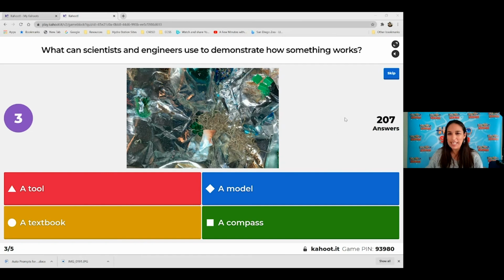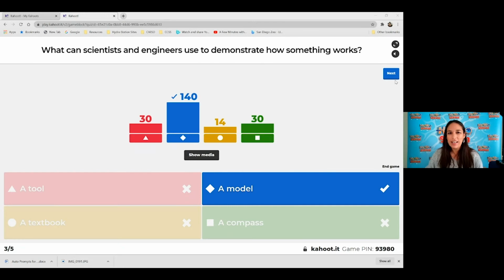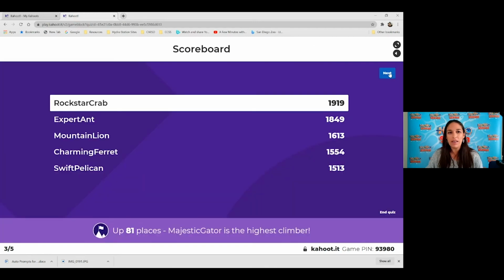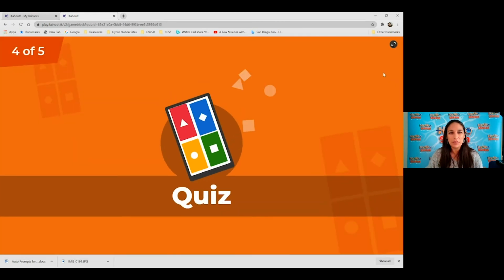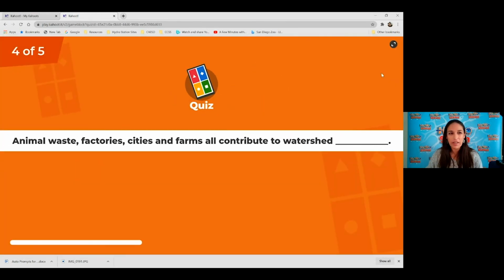About 3 more seconds. I'm seeing those answers coming in. I love the participation. Looks like scientists and engineers use these models or prototypes so that they can observe and demonstrate what might happen in a given situation. Awesome job there. It looks like on our scoreboard we have a new friend, Charming Ferret, up in the lead. Question 4.